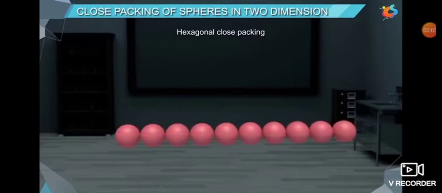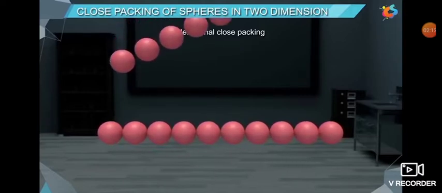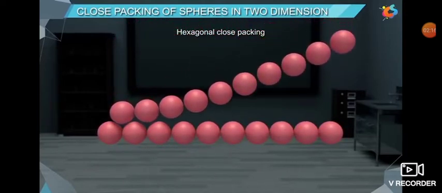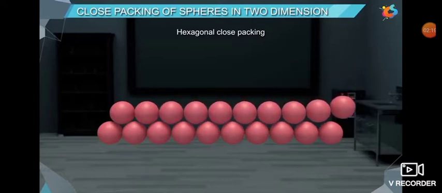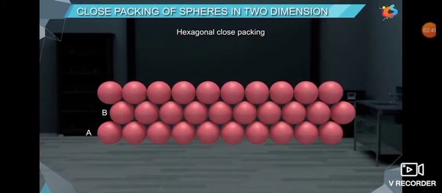Second way, in two dimension, we keep the second layer in between the spaces of the first layer, in a staggered manner. You can see that the second spheres are kept just in between the spaces of the first spheres. That way we utilize maximum space between the particles. If we name the first layer as A, then the second layer is different from the first layer, so we name it B. Then if we keep the third layer, it comes similar to the first layer, which will be named A again. So this type of package we call the AB package.